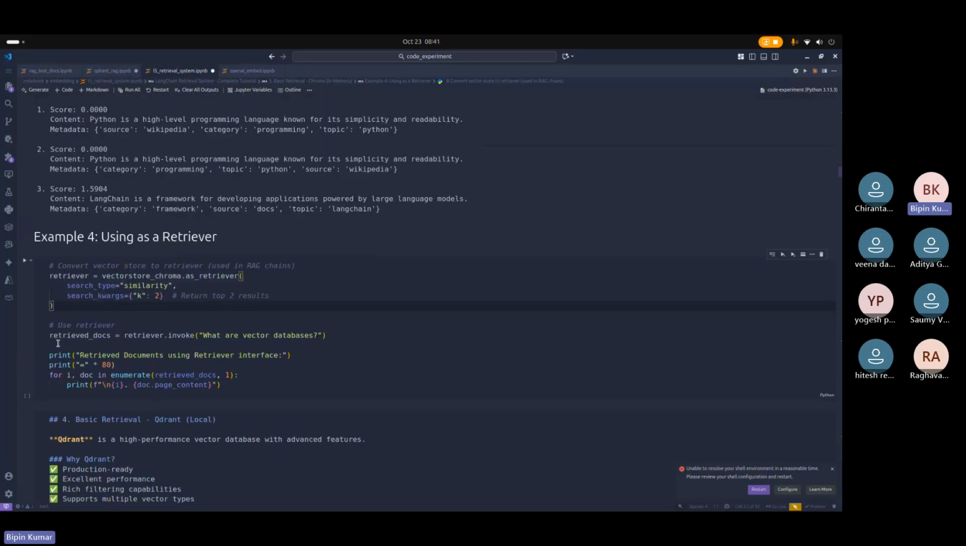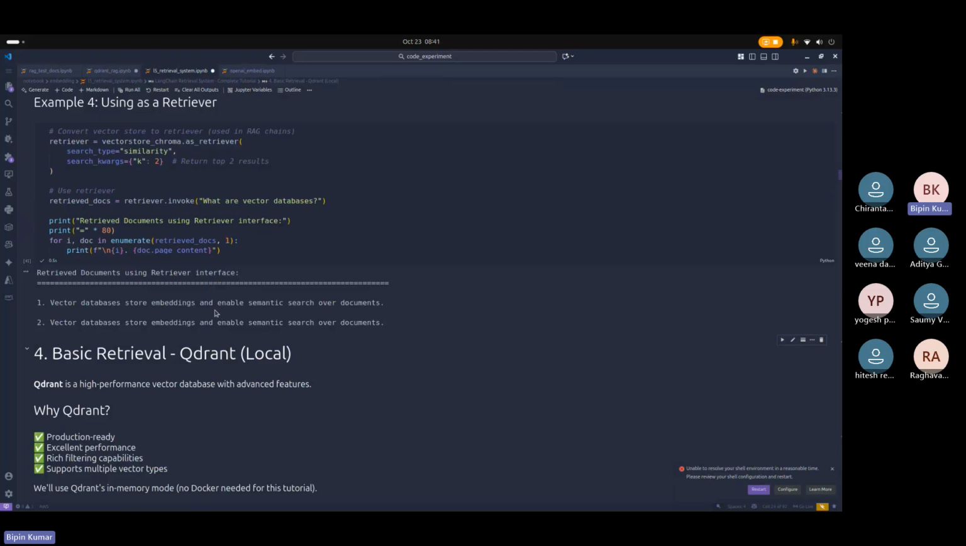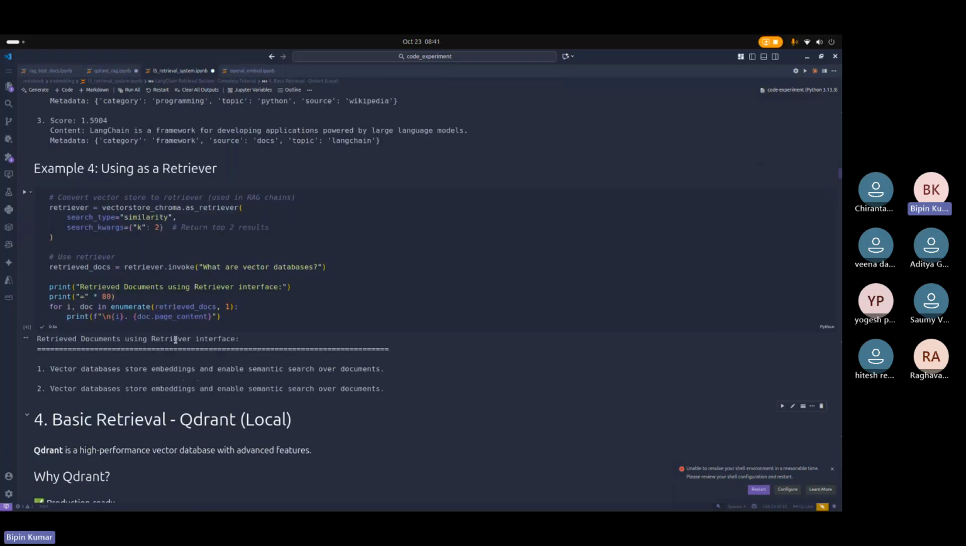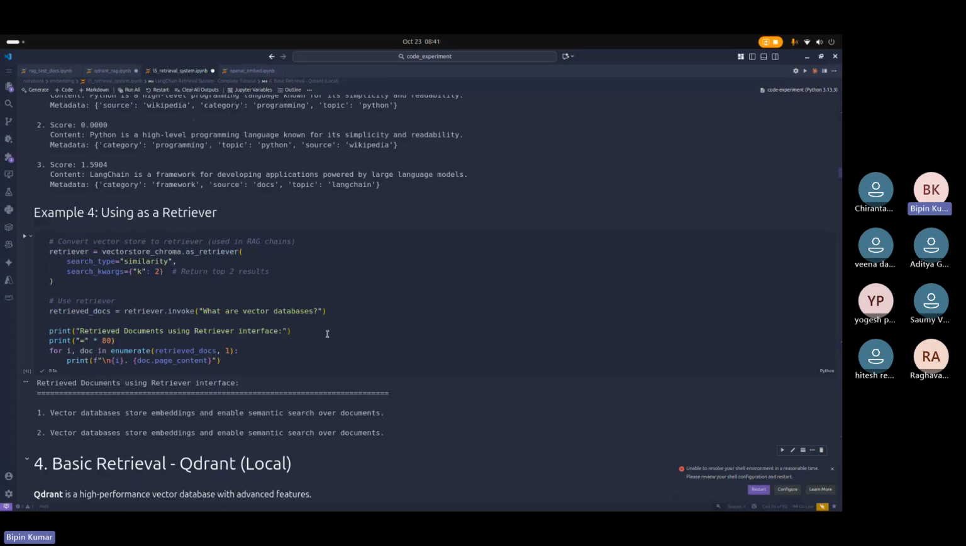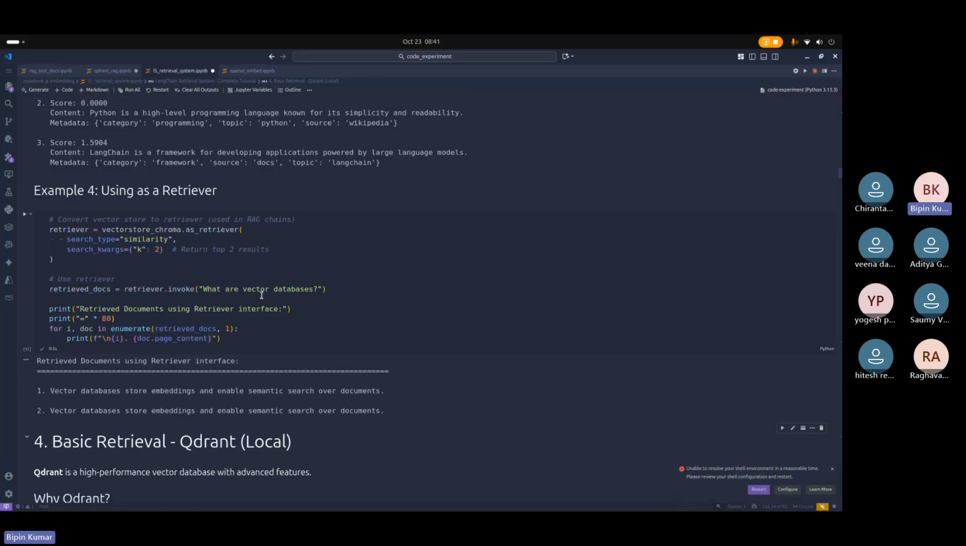Now every time you ask any question, you simply need to do retriever dot invoke. That will basically provide you the answer. This is about retrieval, which means it is about cosine similarity and cosine distance. As I said, some vector DBs use Euclidean distance.